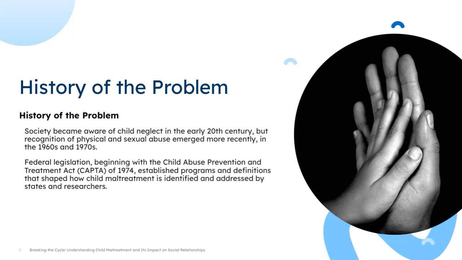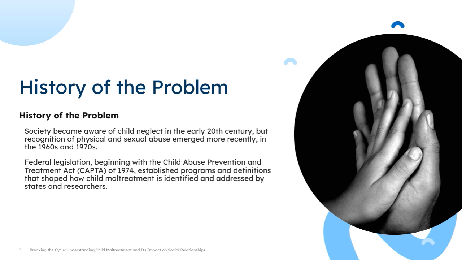Here we see the history of how society came to recognize child maltreatment as a serious issue. Initially, in the early 20th century, the focus was mainly on child neglect. It wasn't until the 1960s and 70s that physical and sexual abuse gained widespread attention. A major turning point came with the passage of the Child Abuse Prevention and Treatment Act, or CAPTA, in 1974. This federal law was crucial because it provided clear definitions and established programs that guide how states identify and respond to child maltreatment. CAPTA really laid the foundation for the legal and research frameworks we rely on today, highlighting the government's important role in addressing this complex problem.